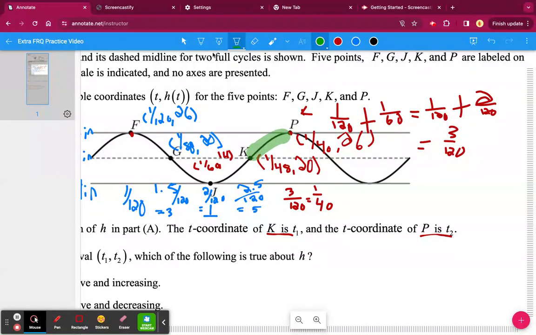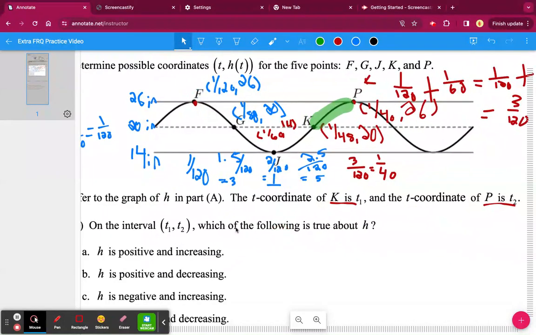Okay. So the first question asks on the interval T1 to T2, so basically from K to P, which of the following is true about my height, my distance here? So notice H is talking about the values of H, right? It's talking about the values themselves of H. So H is talking about my distance here from the water level to the blade. So I'm going from 20 here to 26, which you can see right here. K is at 20, P is at 26. So from 20 to 26, all those values are going to be positive.